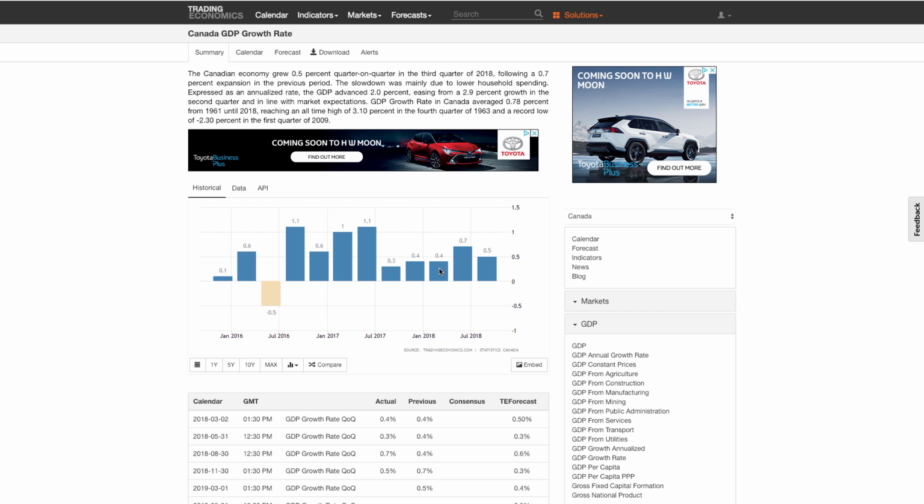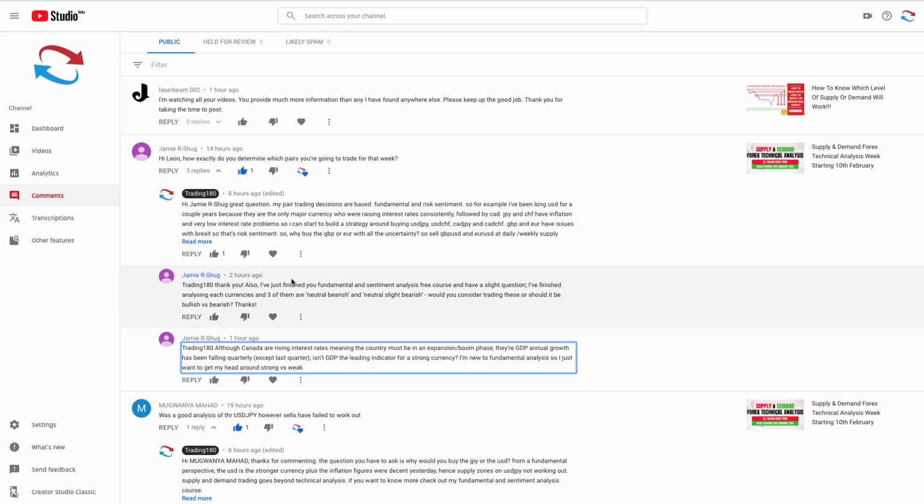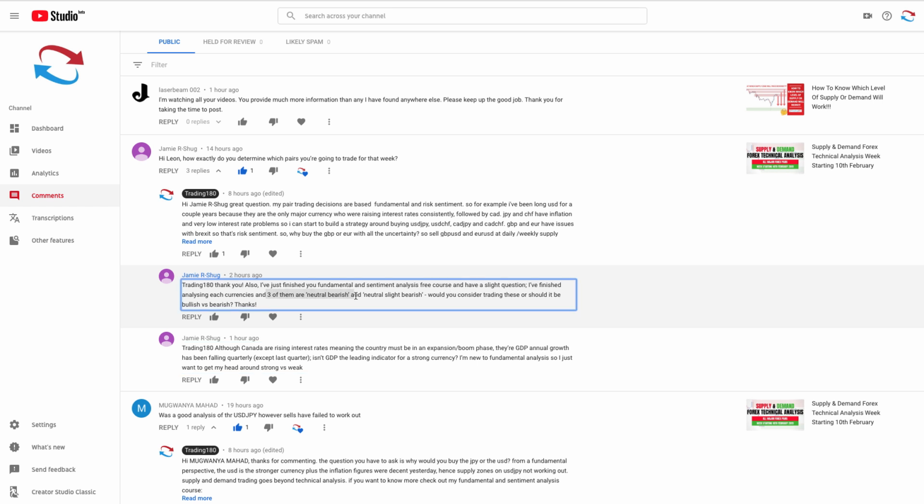Is it going to be clear all the time? No, but what you're looking for is edges, right? So you might have two currencies, and this leads on to your third question, which is, Jamie says, finished analyzing currencies, and three of them are neutral bearish and neutral slight bearish. Would you consider trading these, or should it be bullish versus bearish?